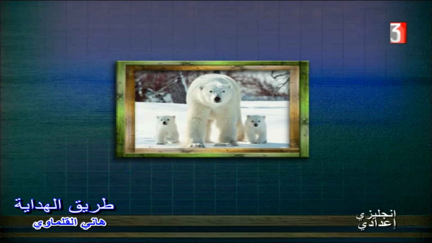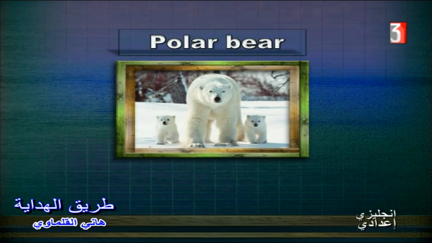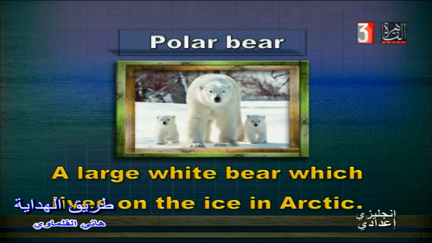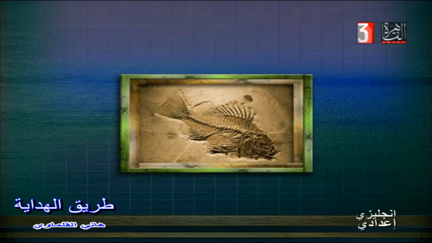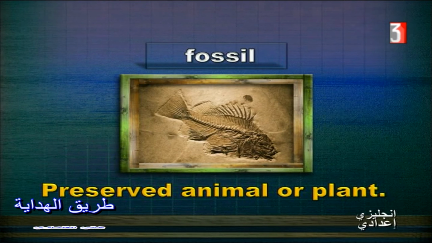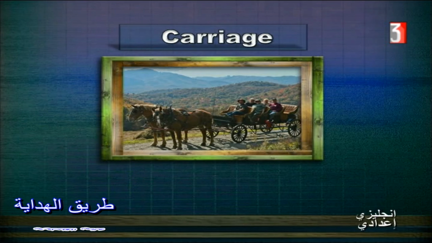Let's continue our vocabulary. We have here the word polar bear. Polar bear, الدب القطبي, a large white bear which lives on the ice in Arctic. So polar bear. We have here the word fossil. Fossil معناها حفرية. Fossil, preserved animal or plant. Fossil. We have here the word carriage.